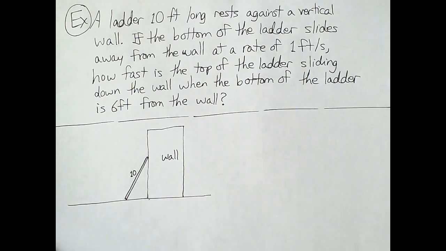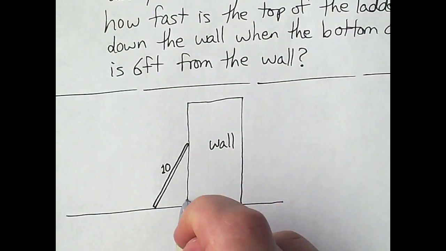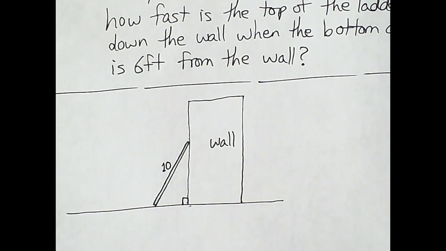Not only that, let's zoom in. Not only is it a triangle, it's a right triangle. Look at this. This is a 90-degree angle here, isn't it? If the ground is flat and the wall is vertical, then this is a 90-degree angle. Now, is there anything we can label on this?